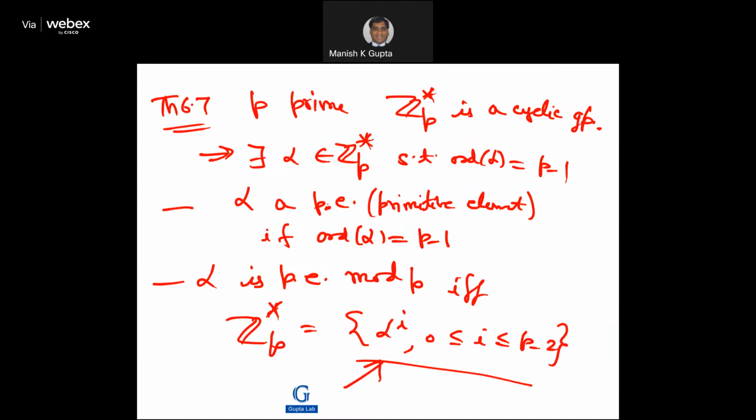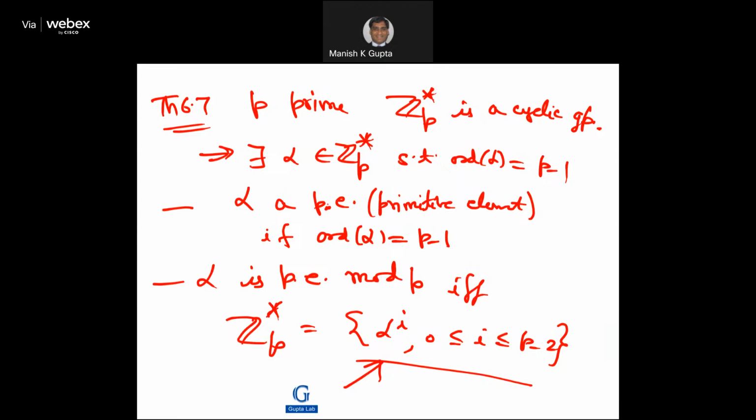So that means there exists an alpha in ZP star such that the order of alpha is P minus 1. Because what is the size of ZP star? P minus 1, because the total size is phi of n. If n is prime, phi of P is P minus 1. So the number of elements is P minus 1, right? If there exists one element in ZP star which has order P minus 1, then this will work as a generator for the whole group. In fact, in terms of finite fields, we call it a primitive element.